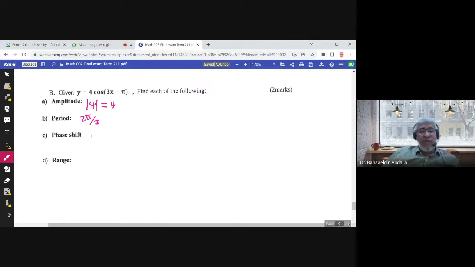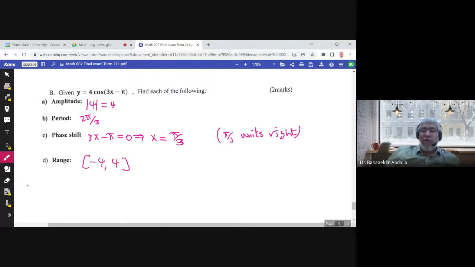Phase shift, to find the phase shift, we put 3x minus pi, the argument, equal to 0, and we solve it for x. So pi goes to the other side, over 3. So the phase shift is pi over 3. And you can say, if you like, pi over 3 units to the right. Okay. The range, well, the amplitude is 4. There is no vertical translation. Usually the range of cosine is from negative 1 to 1. If I multiply by 4, if the amplitude is 4, then the range is from negative 4 to 4.